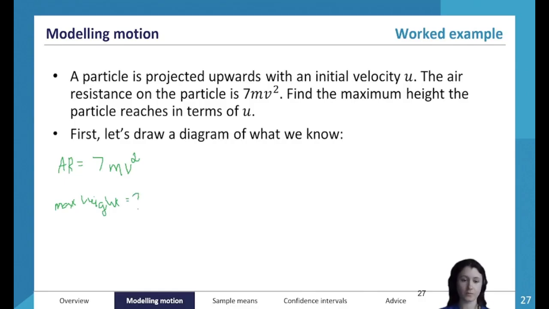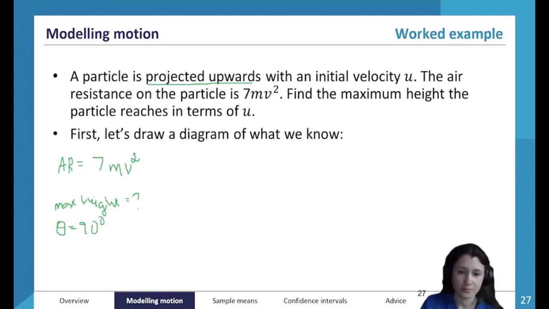Right. So, let's go through this, alright? We have a particle being projected upwards. That tells us that all of the force being put in is just acting upwards. We don't have any complicated angles to deal with or anything. Or in other words, the angle of projection is 90 degrees. So that makes things super easy.